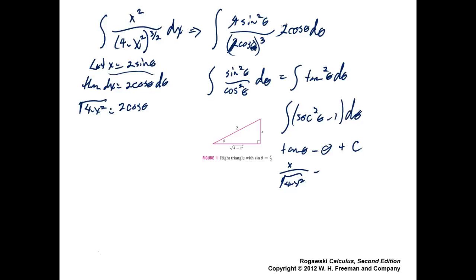Yeah, it's the inverse sine of x over 2. Yeah, minus the inverse sine of x over 2 plus c. That is your answer. Okay, the x over the square root of 4 minus x squared minus inverse sine of x over 2 plus c. Okay.